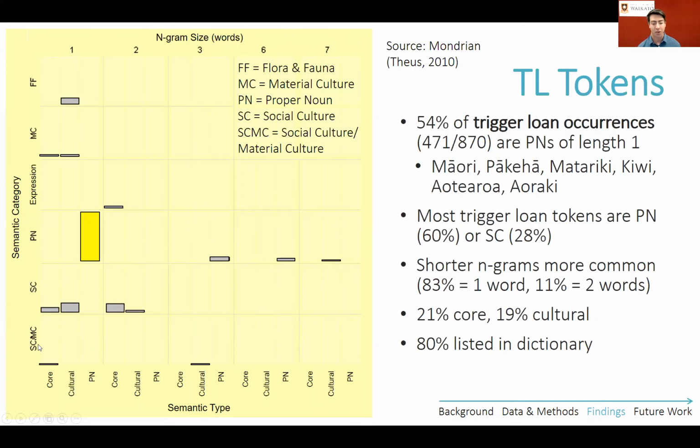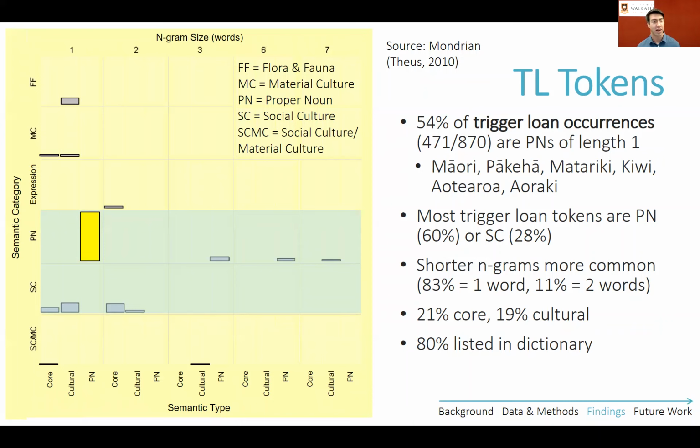In this graph, the size of each bar is proportional to the number of trigger loan occurrences with the corresponding properties. So this yellow bar is by far the largest, and it tells us that over half of the trigger loan occurrences are proper nouns of length 1. We can also see from this blue area that most trigger loan tokens are proper nouns or social culture terms, and in fact this accounts for 88% of the data.